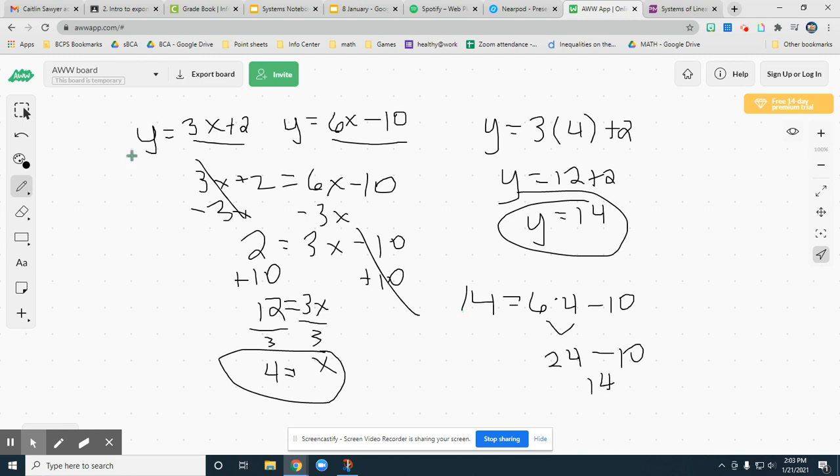So to conclude, we substituted in one of the things we knew was equal to y, and we just plugged it in where we saw a y. 3x plus 2 is equal to y, so we can just put it in this equation wherever we see the y to get 3x plus 2 equals 6x minus 10. And from there, it's a matter of inverse operations and combining like terms to solve for x, then sub in x to find y.